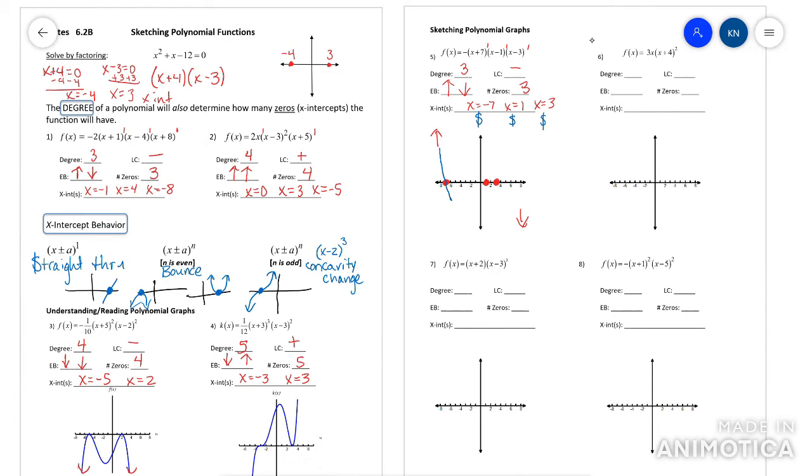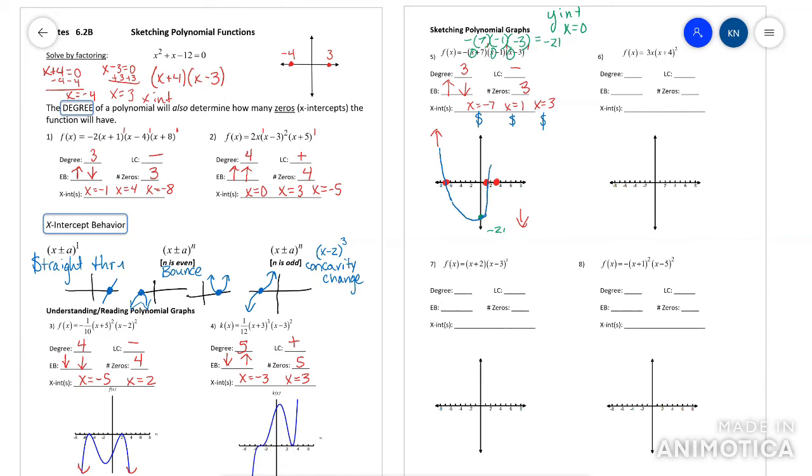Now, another handy piece of information to go get is your y-intercept. And you get your y-intercept by plugging in x equals 0 and solving. So like making this 0, that 0, that 0, and actually solving it. So this would be negative 7 times negative 1 times negative 3. That would be negative 21. So down here, I'm going to have a y-intercept at negative 21. Doesn't have to be to scale. That's okay.